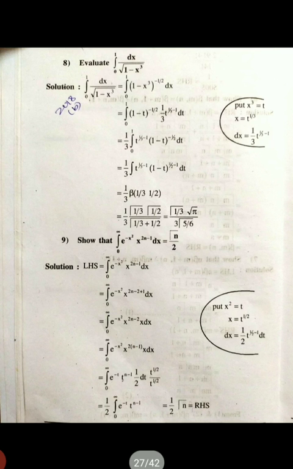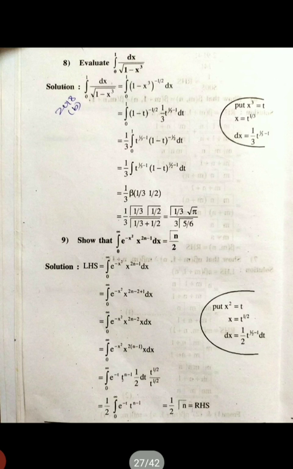In the integration, what do you get? Integration 0 to infinity e raised to minus t, since x square is t, and x square is t, that is t raised to n minus 1, and x is what? T raised to 1 by 2, and dx is 1 by 2 into t raised to 1 by 2 minus 1 into dt.